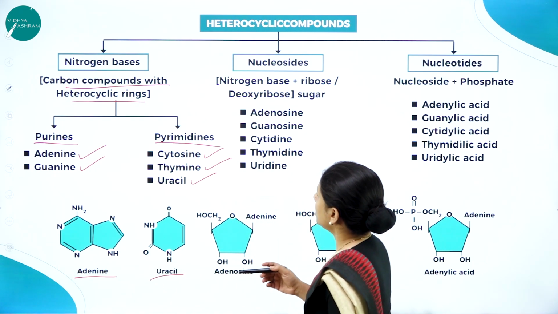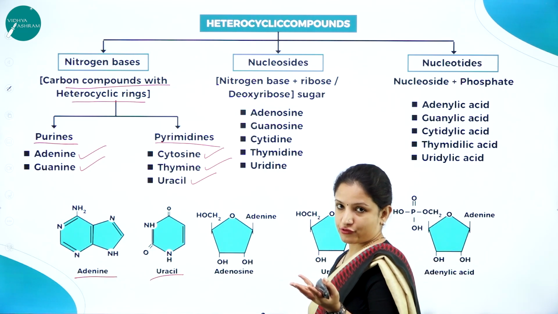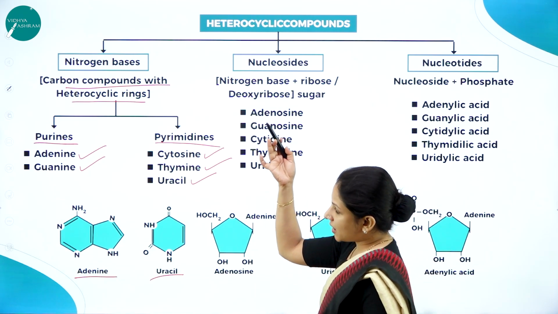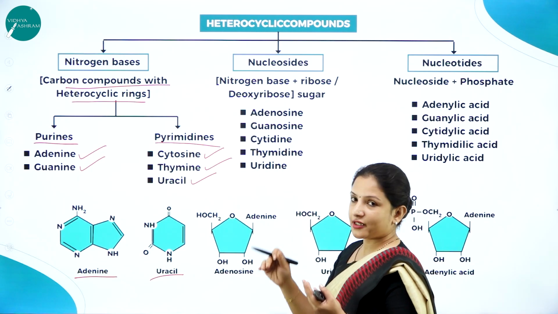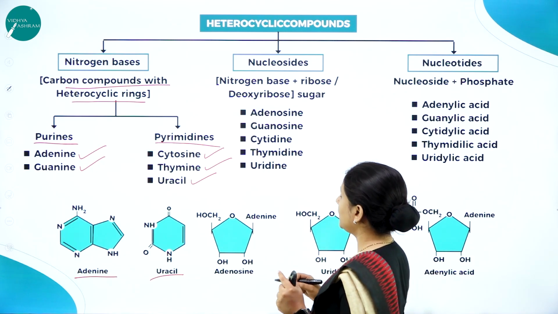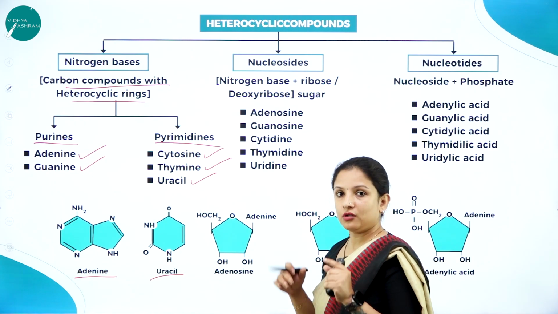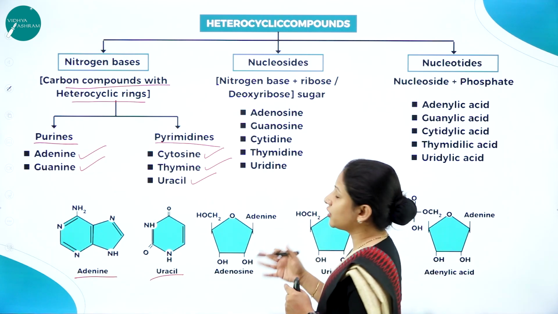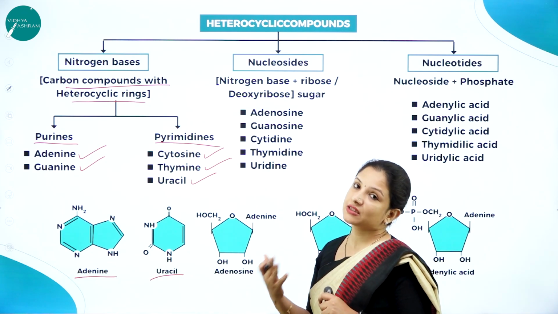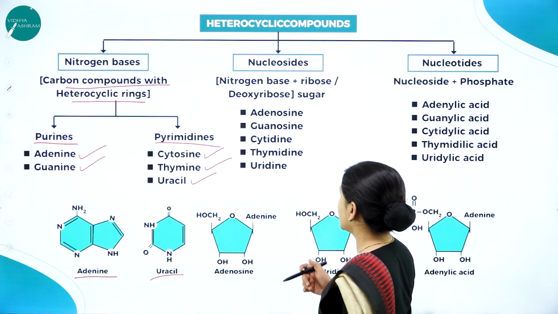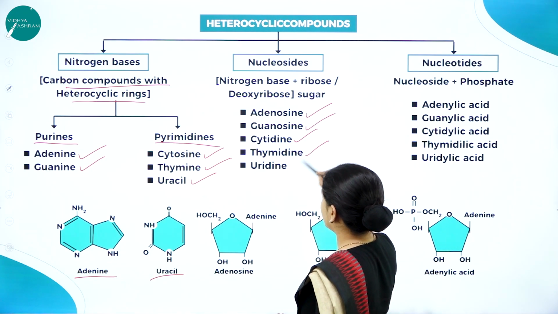Next, moving further, talking about the nucleosides. Nucleosides means they'll have a nitrogen base, for example, it can be adenine, guanine, cytosine, thymine or uracil, which is connected to a sugar molecule. That sugar can be a ribose sugar or a deoxyribose sugar. If it is RNA, it will be a ribose sugar. If it is DNA, it will be a deoxyribose sugar. Based on that, it is adenosine, guanosine, cytidine, thymidine and uridine.